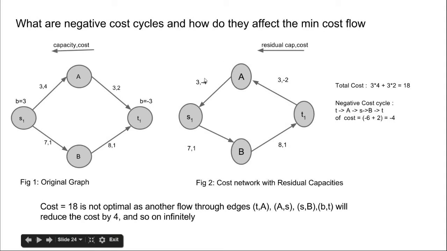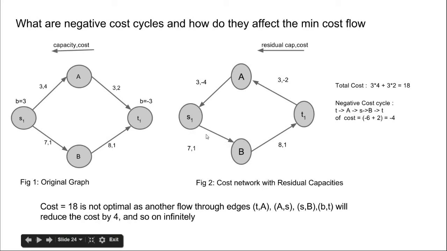So you can go on putting flow across the network infinitely. So the actual cost of 18 is not optimal, as another flow through edges T, A, A, S, S, B and B, T will reduce the cost by 4 and so on infinitely. So we need to remove a negative cost cycle. This ultimately means that this flow is not optimal.